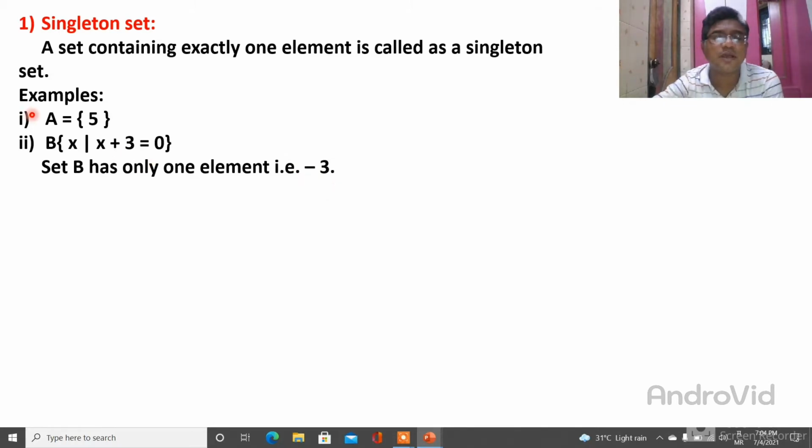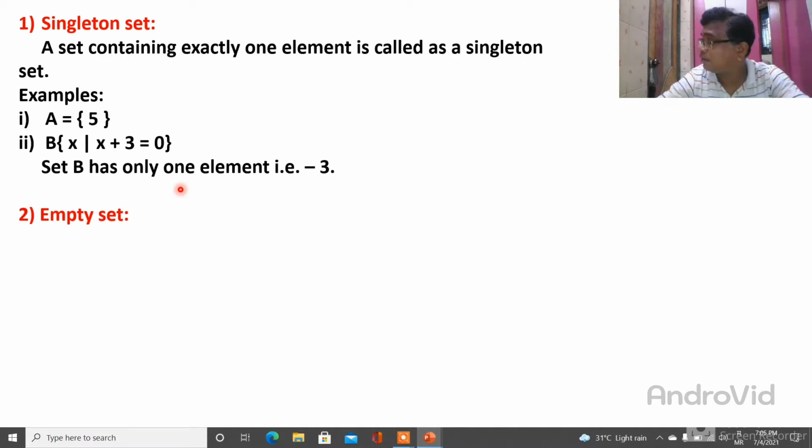So these are the two examples of singleton sets: A having the element 5, then B is the set of X such that X plus 3 is equal to 0. So what is the value of X that we can find? Here it is plus 3, and the opposite of plus 3 is minus 3. So you get a single number as the X value, that is minus 3. Minus 3 plus 3 gives 0. So it is a singleton set. There are so many examples of singleton sets, so you can write those examples in your notebooks.